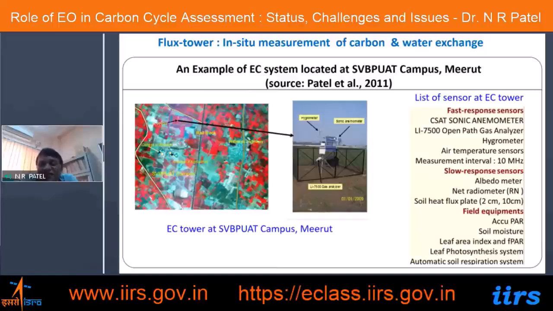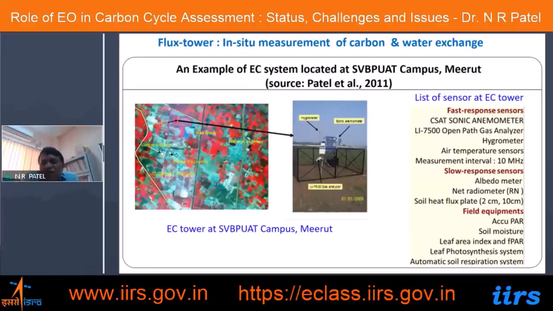Any observation site, that flux tower site, requires fast response sensors and slow response sensors. Fast response sensors are mainly the gas analyzer and some meteorological sensors, along with sophisticated instruments for measuring biophysical properties, like a ceptometer, soil moisture meter, leaf area index meter, or chlorophyll content meter. All are required, because only tower data without correct information about biophysical properties on the ground will not have much value.